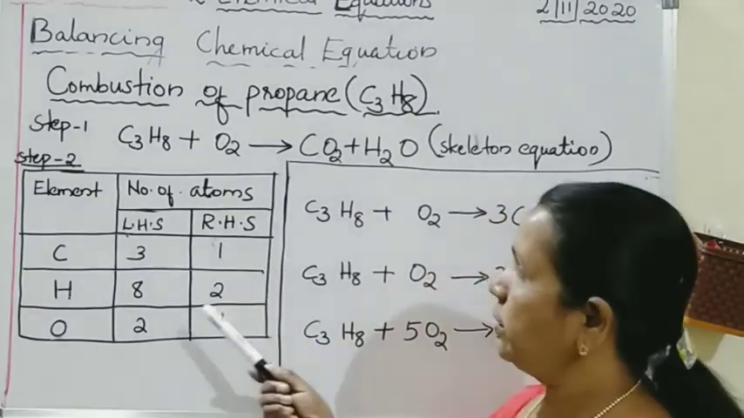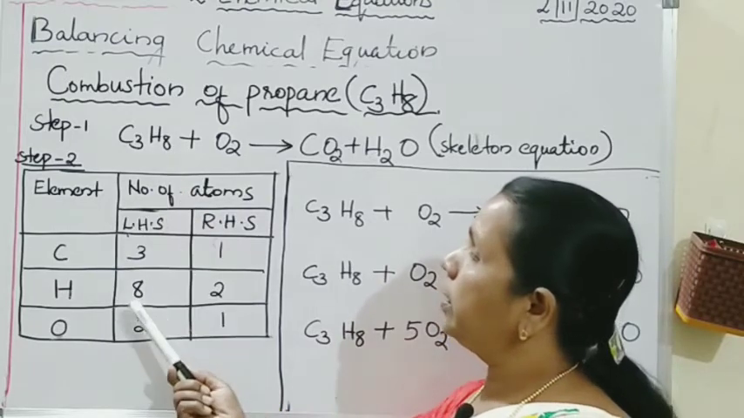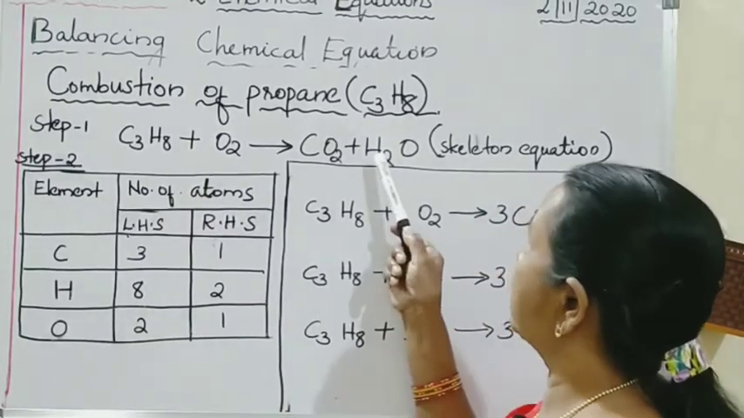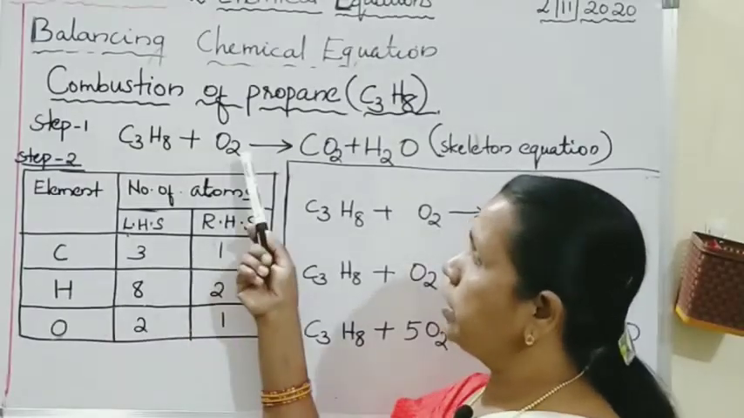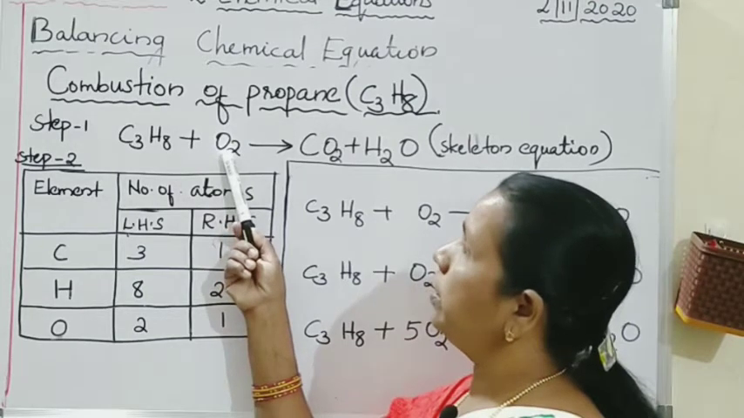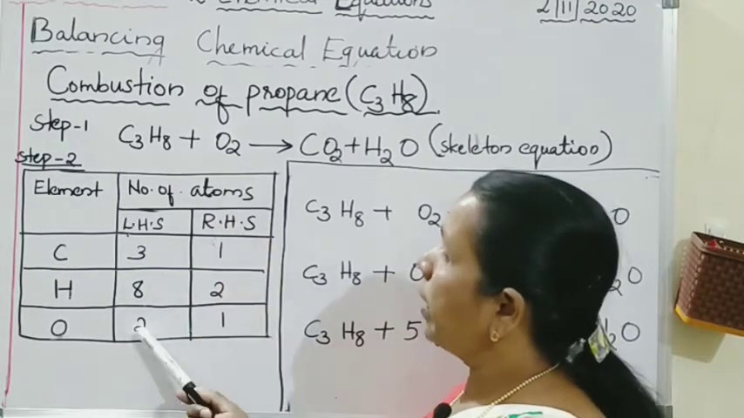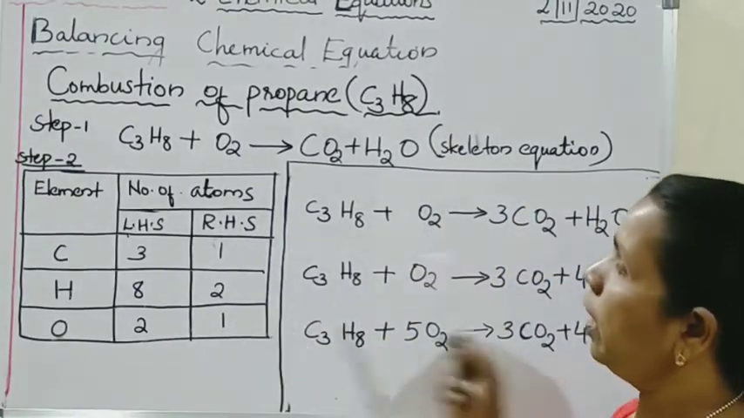Next, for hydrogen. Here 8 atoms are there in the LHS, but in the RHS it has only 2 atoms, which I wrote here. And the third one is oxygen. Carbon, hydrogen and oxygen are the elements. Oxygen here is O2, so 2 atoms are there in the LHS, and here only 1 atom in the RHS.